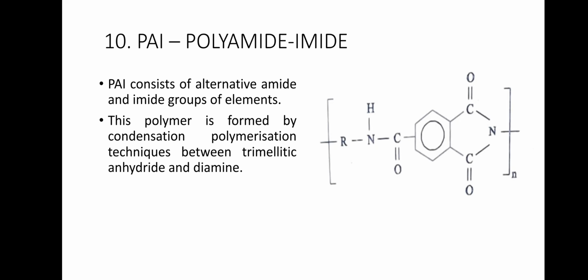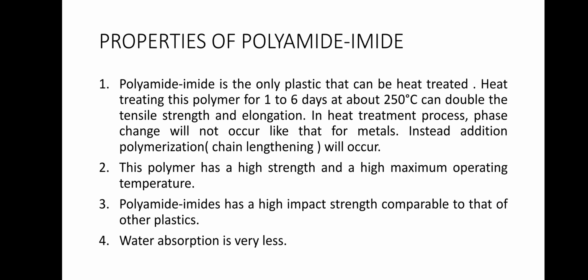polyamide-imide. PAI consists of alternating amide and imide groups. The structure is R, NH, C double bond O, benzene ring, C double bond O, N and C double bond O, n times. This polymer is formed by condensation polymerization between trimellitic anhydride and diamine. PAI is the only plastic that can be heat treated similar to metals.